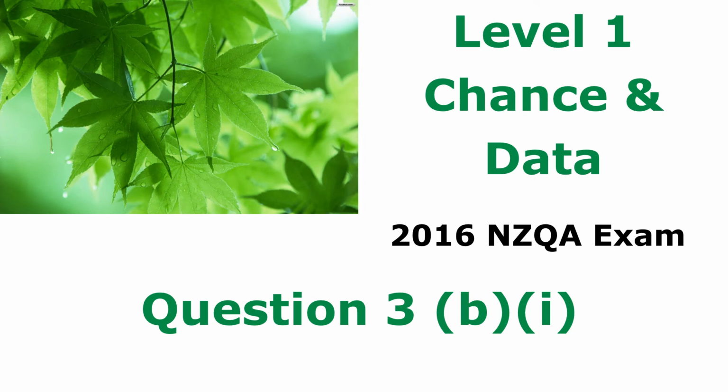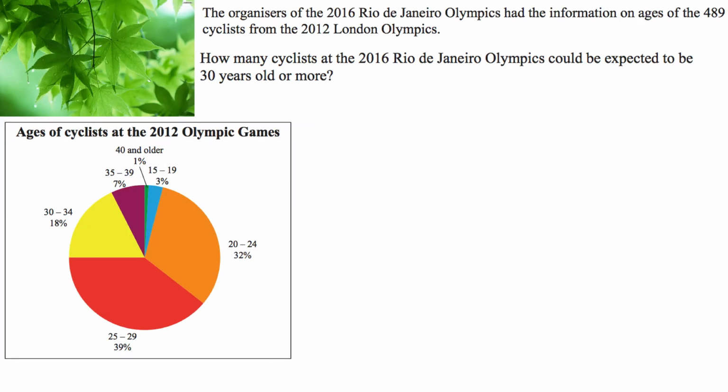Here is question 3B, part 1. So this is our question, and we've got some information about ages of cyclists at the 2012 Games. And the question is looking at how many cyclists in 2016 could be expected to be 30 years or more.